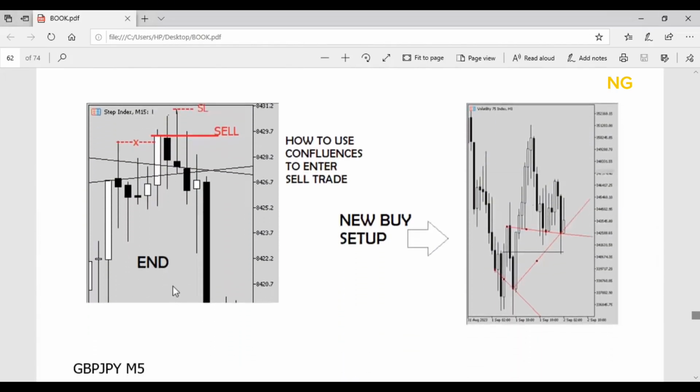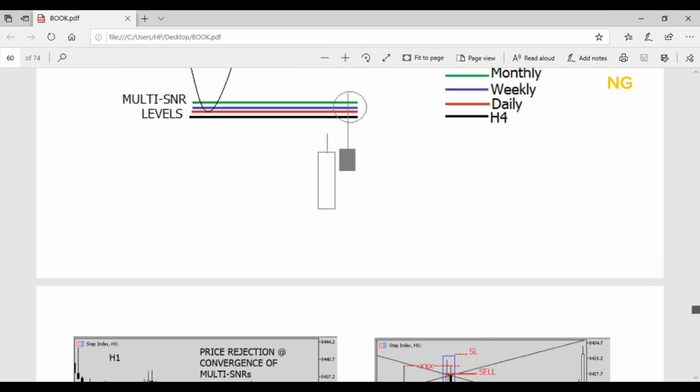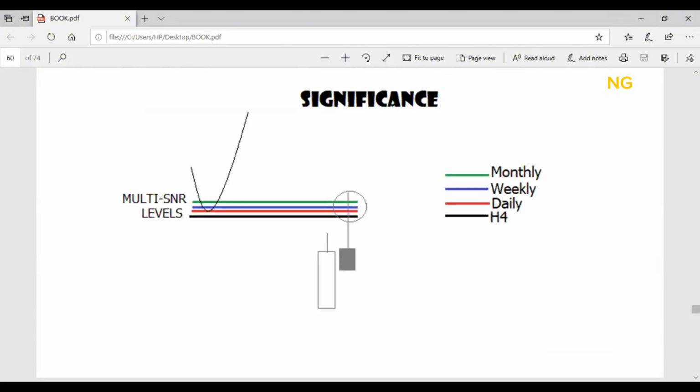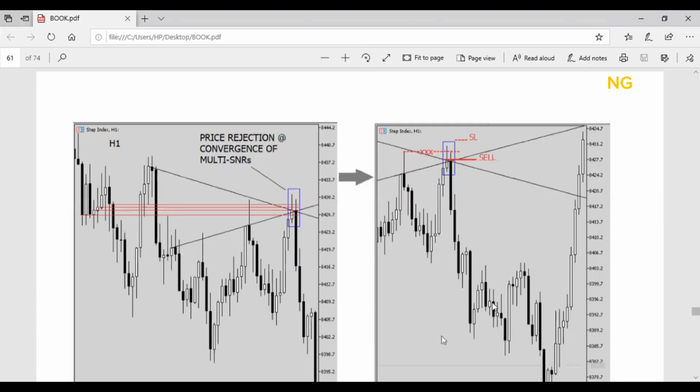That's a congestion zone. So this place becomes a zone. This place becomes a zone. This place becomes a zone. The red lines become a zone.